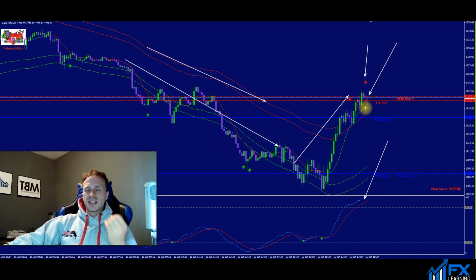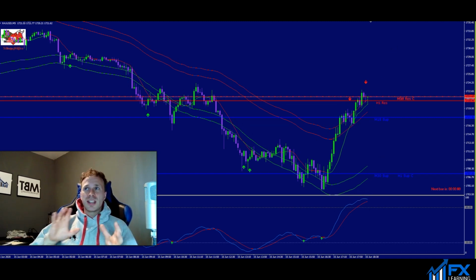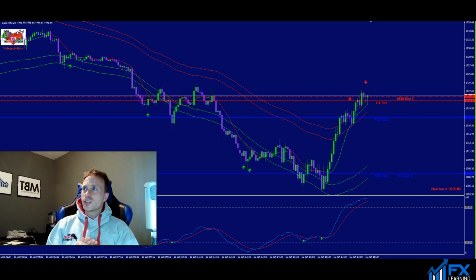Now, I don't particularly use this support and resistance indicator. I'd rather draw my own. I know some traders out there like having indicators that do it for you. I think when it comes to drawing support and resistance, you've got to learn it yourself. It's just crucial in trading.